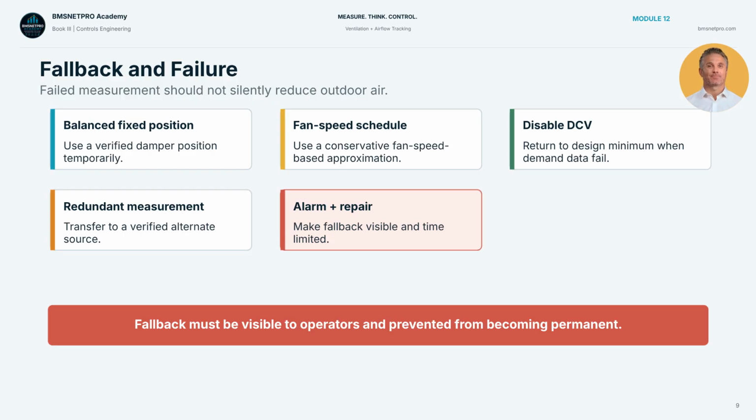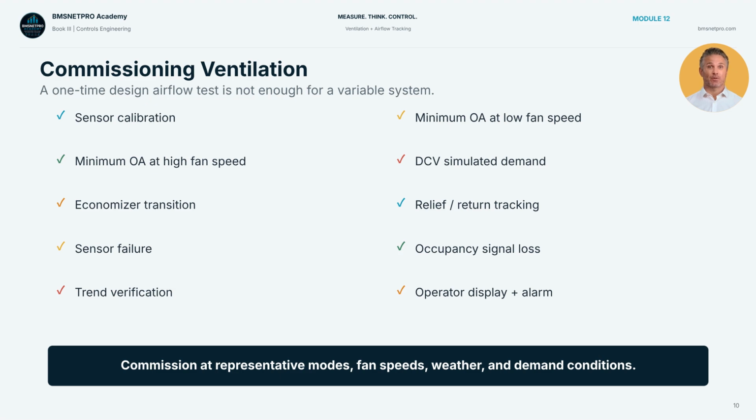Ventilation commissioning must test more than one point. The test plan should include sensor calibration, minimum outdoor airflow at low and high fan speeds, demand control response to simulated demand, economizer transition, relief or return tracking, sensor failure, occupancy signal loss, trend verification, and operator display and alarm response. A one-time test at design airflow is insufficient for a variable system because low-speed operation may be where the ventilation weakness appears.